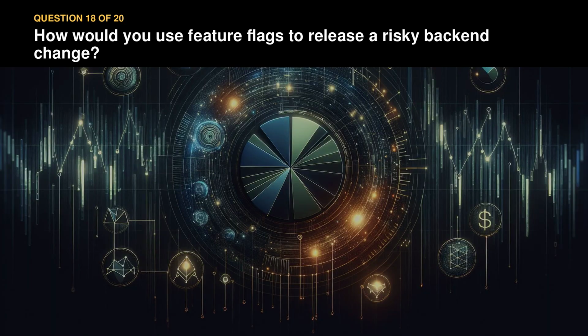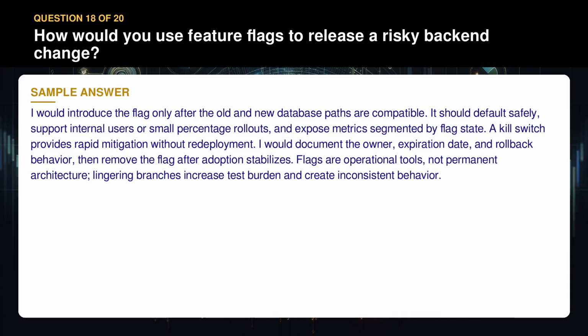Question 18. How would you use feature flags to release a risky backend change? I would introduce the flag only after the old and new database paths are compatible. It should default safely, support internal users or small percentage rollouts, and expose metrics segmented by flag state. A kill switch provides rapid mitigation without redeployment. I would document the owner, expiration date, and rollback behavior, then remove the flag after adoption stabilizes.